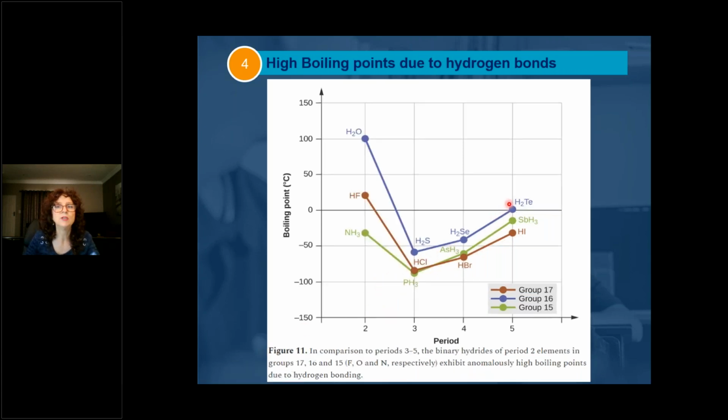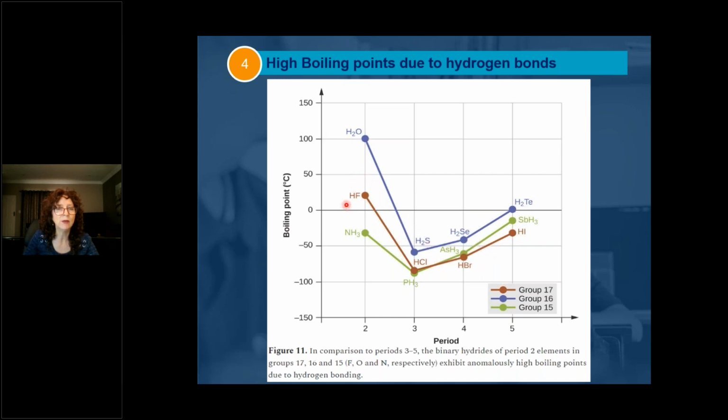High boiling points due to hydrogen bonds. In comparison to periods 3 to 5, the binary hydrides of period 2 elements in group 17, 16, and 15, fluorine, oxygen, and nitrogen respectively, exhibit anomalously high boiling points due to the hydrogen bonds. Okay, so where there are hydrogen bonds, water is the highest of all of them, then hydrogen fluoride.